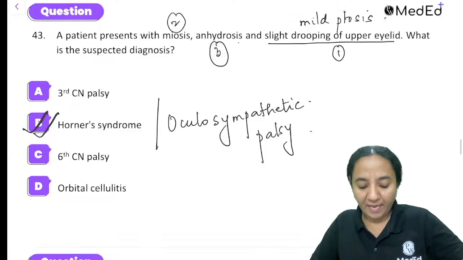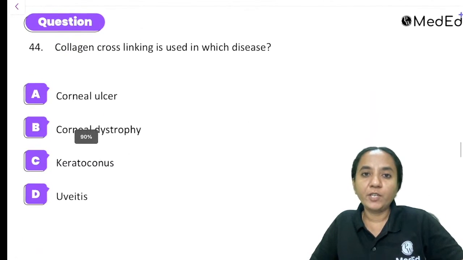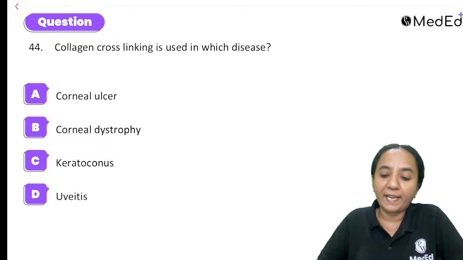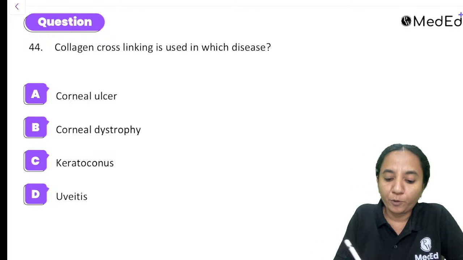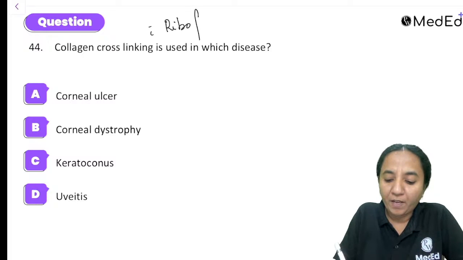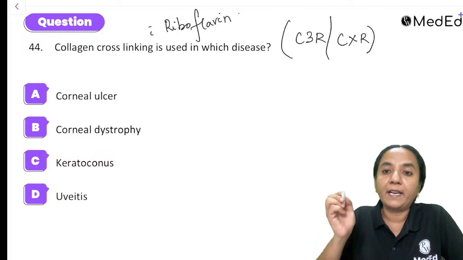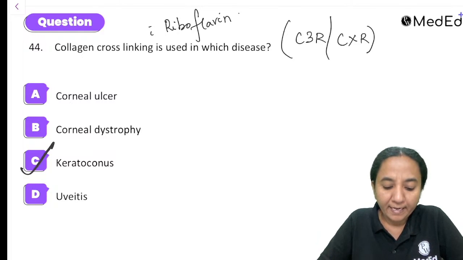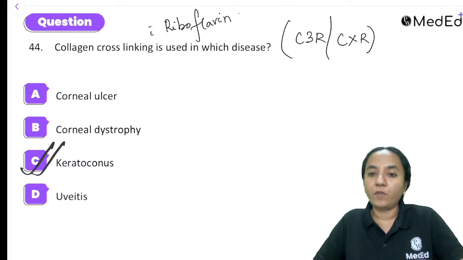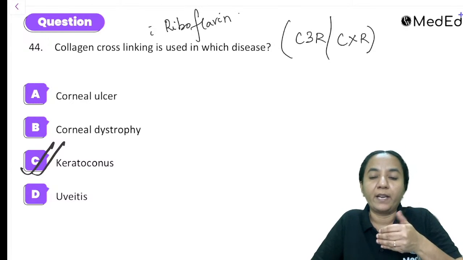Right? Chalo, next question. In which disease do you use corneal collagen cross-linking? The actual name of the procedure is corneal collagen cross-linking with riboflavin. It is written as C3R or CXR, and this is typically done in which condition? Correct. It is done in keratoconus. So it is one of the procedures for flattening of the cornea in keratoconus.